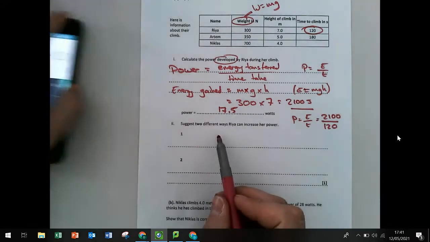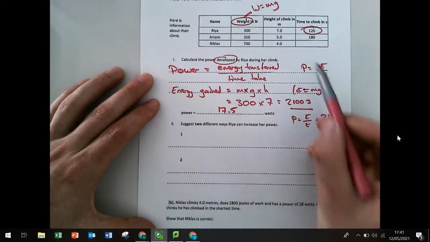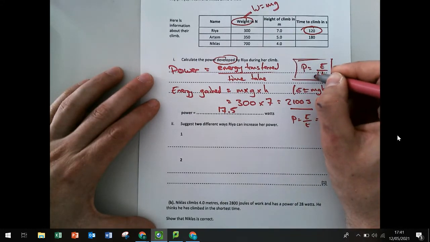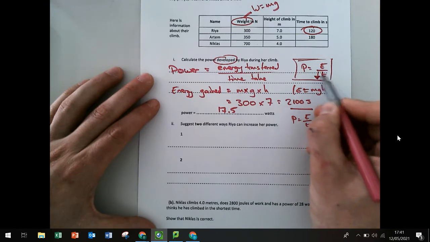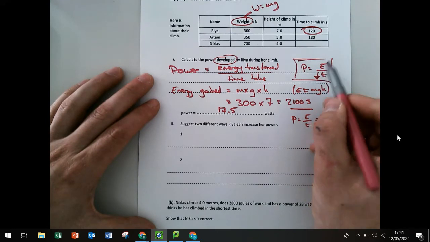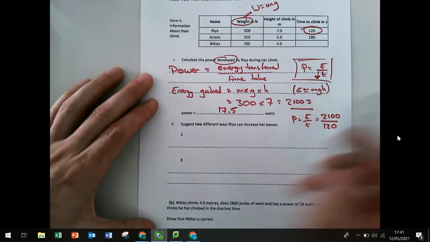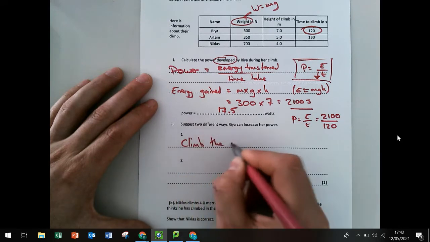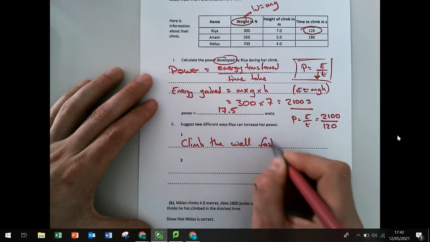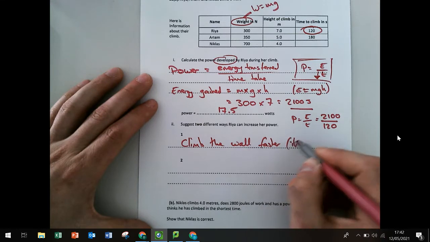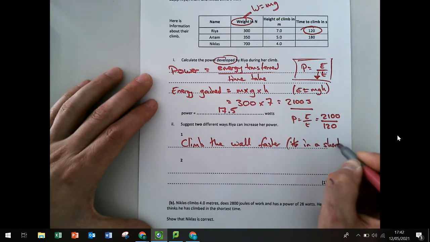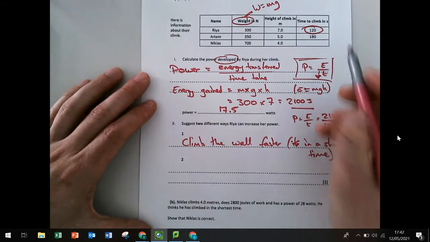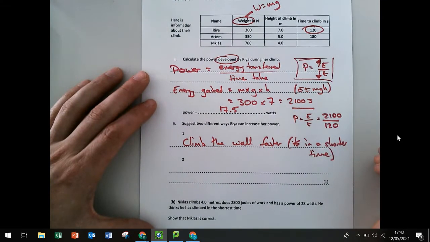So just two different ways Rhea can increase her power. So how can we increase the power? Well, one way, if we made the time shorter, the bottom of the fraction would decrease, and that would make the overall value of the fraction increase. So we could say climb the wall faster. I'm going to make it really clear what I mean, in a shorter time. Or if she could actually make the energy itself go up.